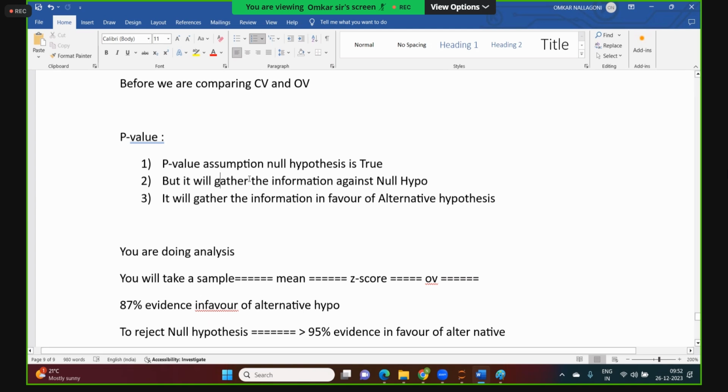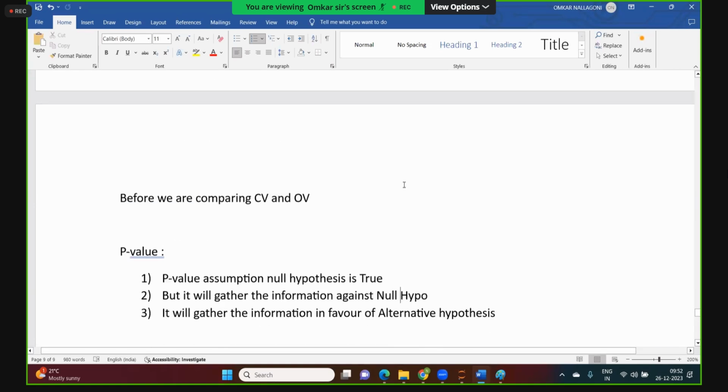So I will gather the information against Prabhas. But how much do you require? You require more than the significance level, because your lawyer is already ready to prove you are correct with 95% evidence. So how much evidence do I require to defeat your lawyer? More than 95. If it is not coming more than 95, you are true. If more than 95 is coming, I am true. Very simple.